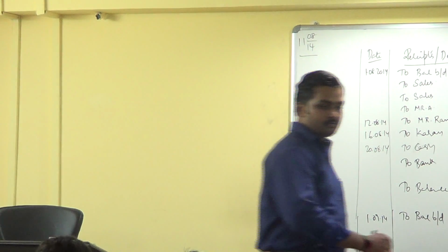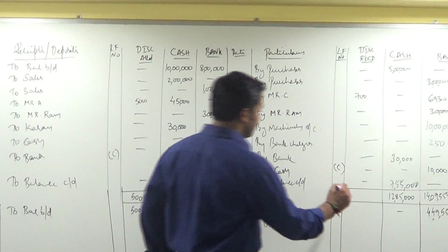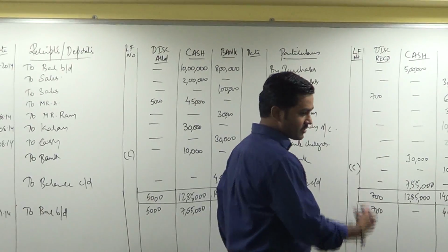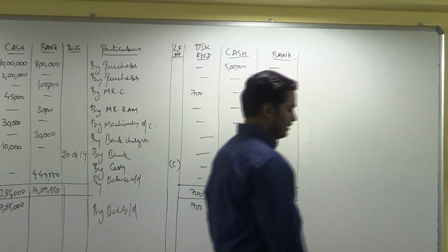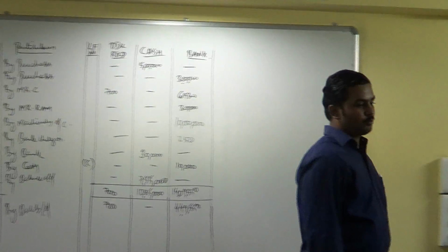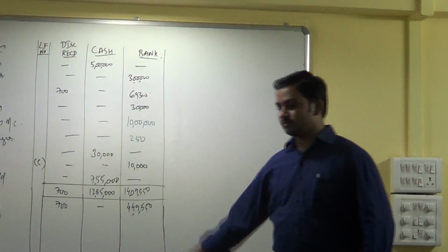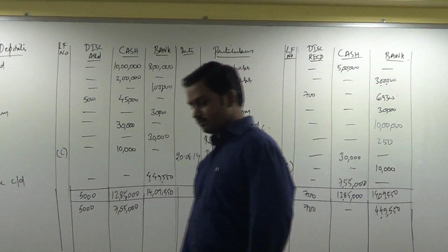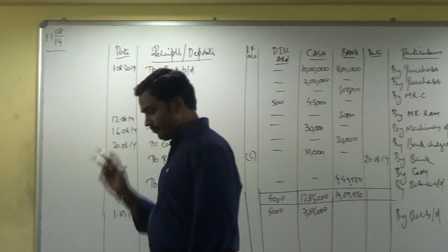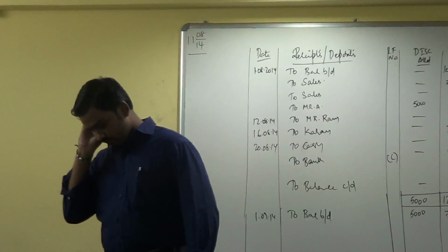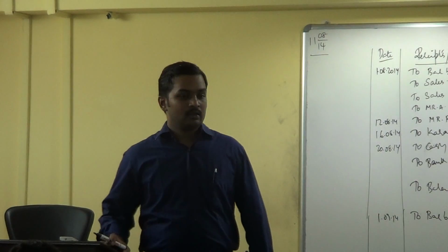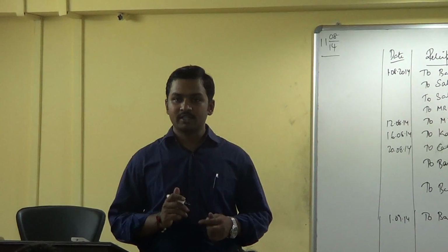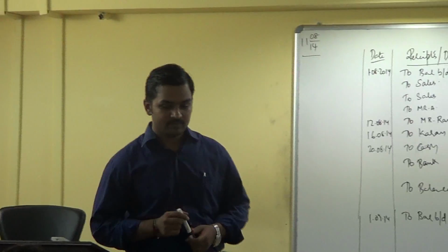Discount received column. Total it, how much is it? 700. Add in the next row. 700 rupees. Bring it down. 700 rupees. This is how we prepare the triple column cash book. I hope all the transactions are clear for you. Okay.